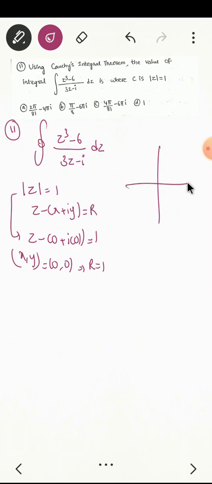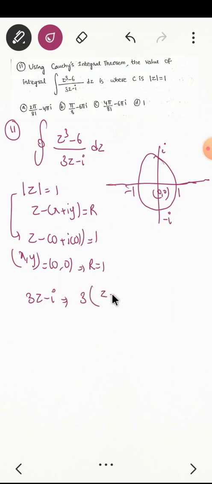Then what is the contour you are going to get? The contour is like this, centered at (0, 0). This is the radius, i and minus i on the i line, and 1 and minus 1 on the x line. So after getting r equal to 1, take the denominator 3z minus i. I can write 3 and take out z minus i by 3. Z equal to i by 3 is inside the contour.